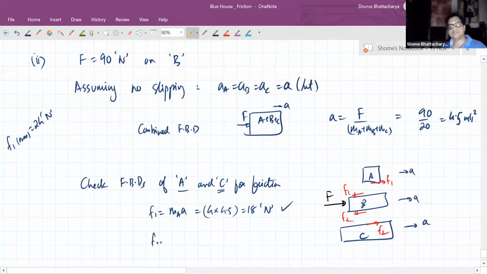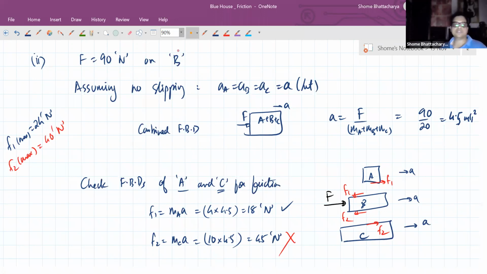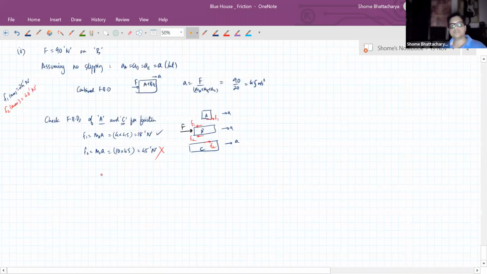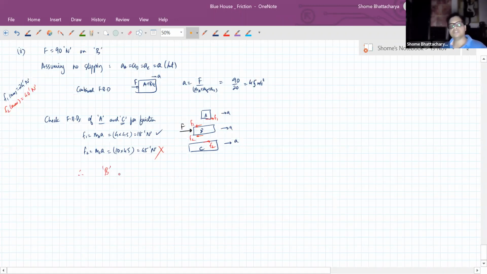But on C, you'll see that we'll get F2, so 10 kg into 4.5. So that is 45 newtons. Now we'll see that this assumption is failing because what is the maximum friction available for us between B and C? That was only 40 newtons. So this time we have come to that situation where we know definitely that there's going to be slipping between B and C.